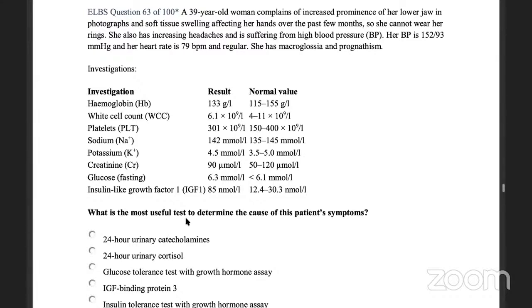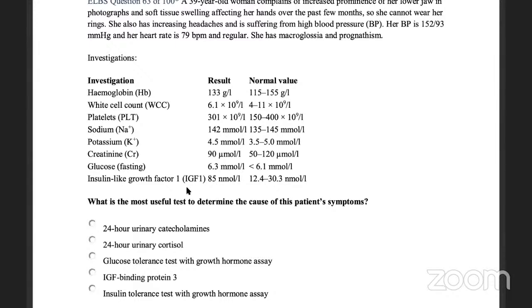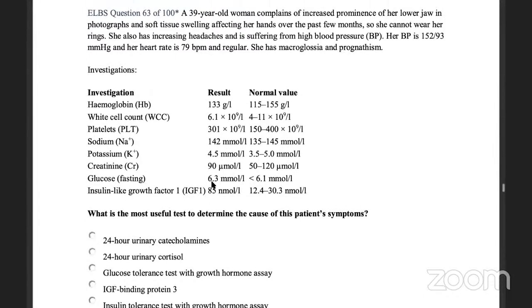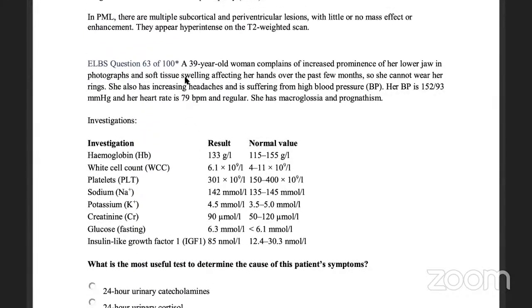What is the most useful test to determine the cause of this patient's symptoms? IGF is 84, that means raised. Number two, swelling affecting soft tissue.